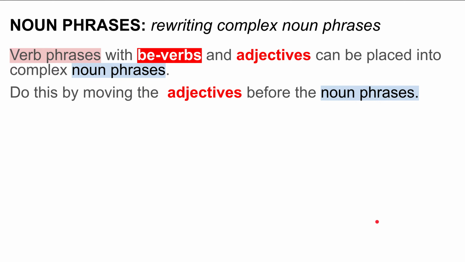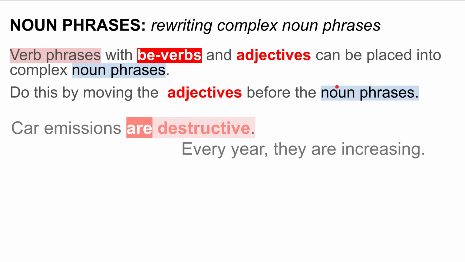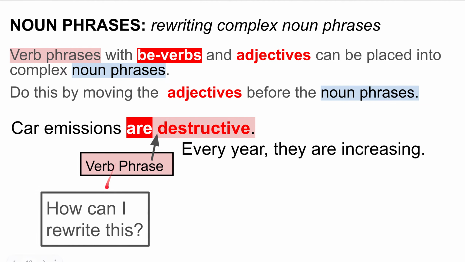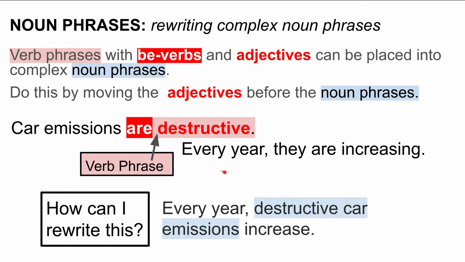Okay, let's move on. Let's look at some verb phrases with be verbs and adjectives, and how they work with noun phrases. Something that we should note is that verb phrases with be verbs and adjectives can be placed into the noun phrase. And we do this by deleting the be verb and moving the adjective before the noun phrase. So, for example, car emissions are destructive. Every year they are increasing. Here's my verb phrase. So how can I rewrite this? This is an easy one. We just delete the be verb and we move destructive right before car emissions. So every year, destructive car emissions increase.